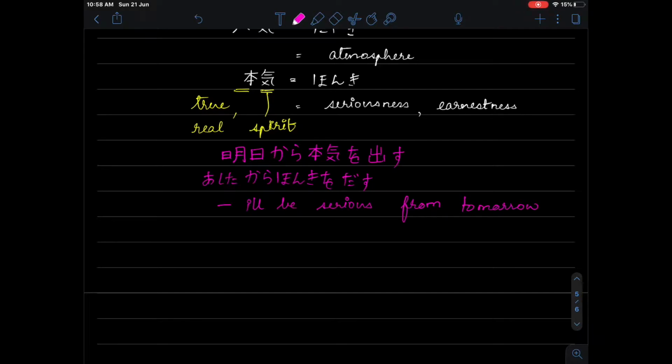I hope you can understand that this is not a serious phrase. It's not a sincere phrase. It does not mean that you're actually going to be sincere from tomorrow. It's a way for you to put off something. This is how you postpone something. You're like, ashita kara honki o dasu. I won't do it today. Let's see tomorrow. Something like that. It's a way for you to procrastinate and postpone things. So this is a bit of a funny phrase. Don't use this at work. You're likely to get in trouble if you do so.